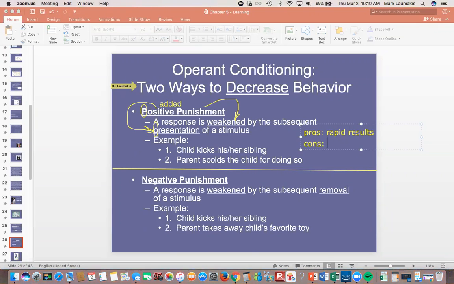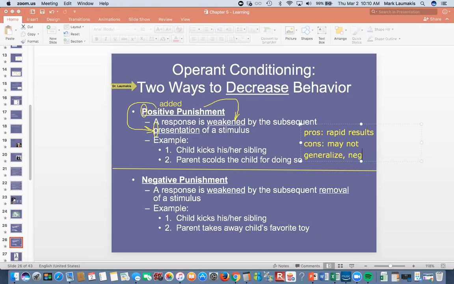On the cons list, there are 3 drawbacks. Okay, first drawback is that the behavior change may not generalize. Okay, so if when they kick their sibling when they're at their grandparents' house, grandpa laughs and says, "Man, you got a good strong leg there, young one." They're not being consistently punished in different contexts. We may not see that behavior change go to 0, right? We may not see them stop doing the kicking their sibling behavior.